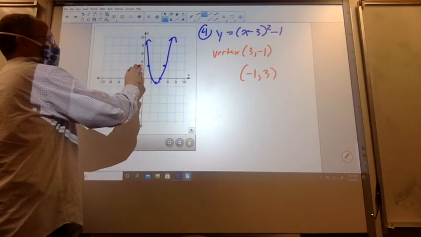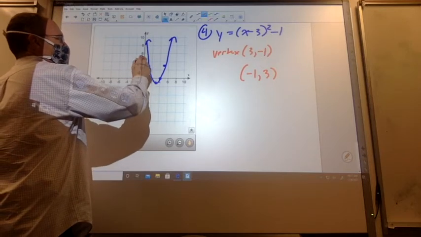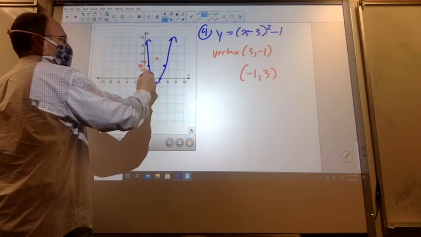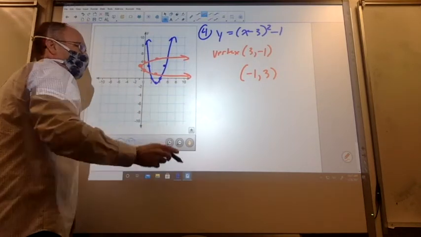And then the pattern graph still works the same. Up 1, right 1, down 1, right 1. Okay. I like that. That seems great.